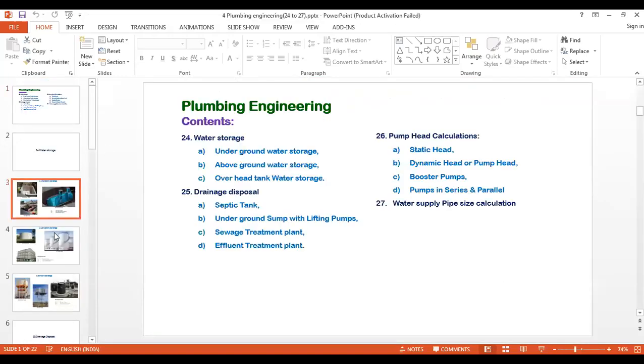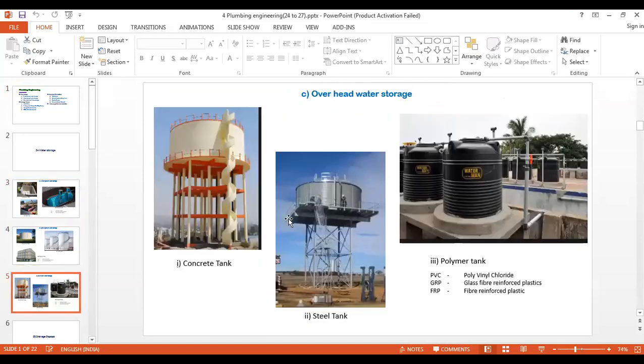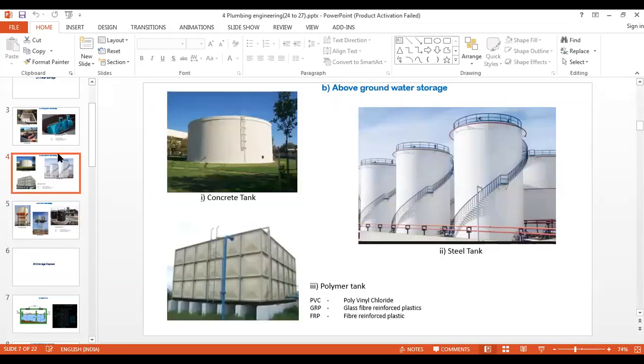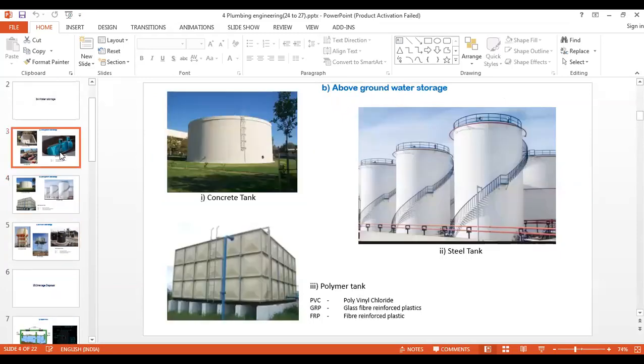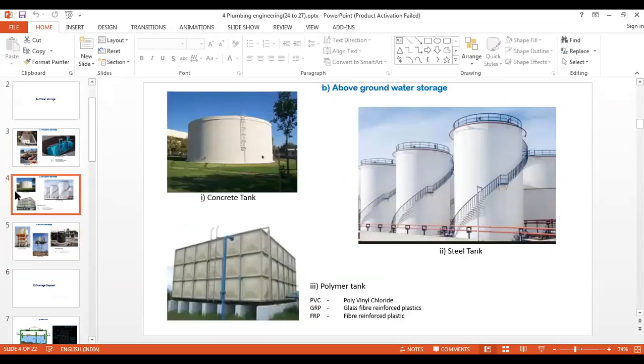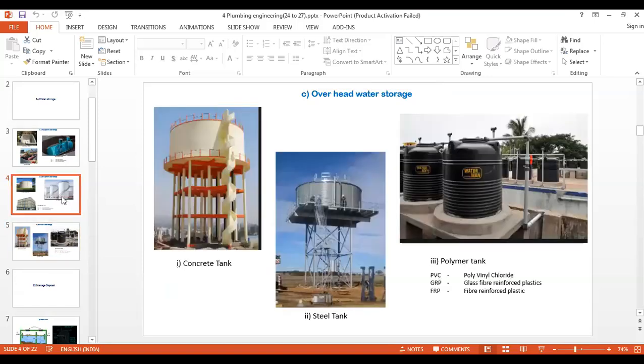So last class you took this and all, no? So accordingly you have to take the fire water demand, whether it is underground, above ground, or overhead, as per your requirement only.